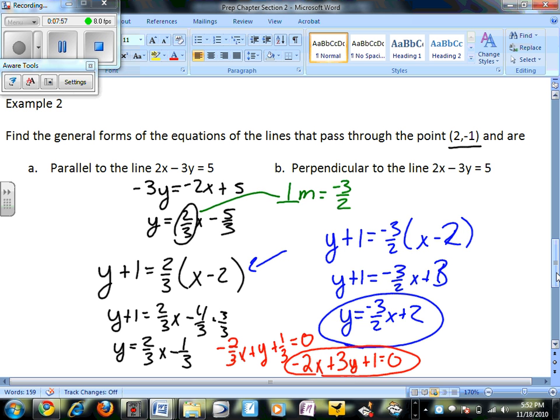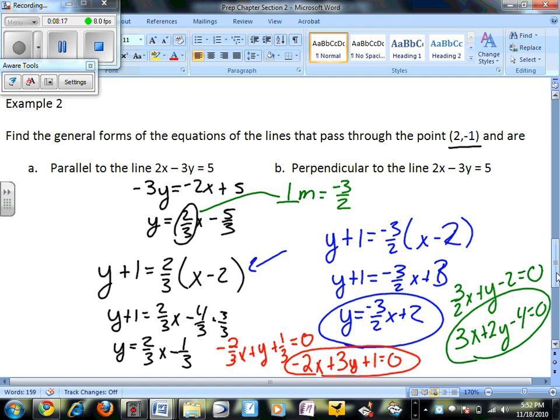All right, same thing for the other one. Get everything to the same side. So we'll have 3/2 x plus y minus 2 equals 0. They don't like fractions, so get rid of the 2 by multiplying everything by 2. So we'll have 3x plus 2y minus 4 equals 0. Okay, that would be the general forms of the equation.